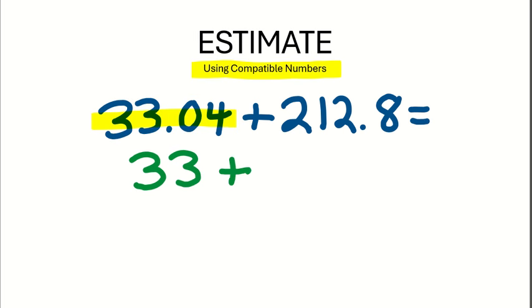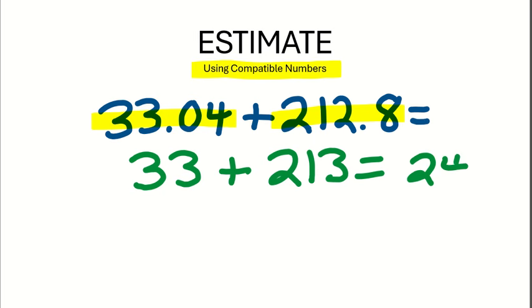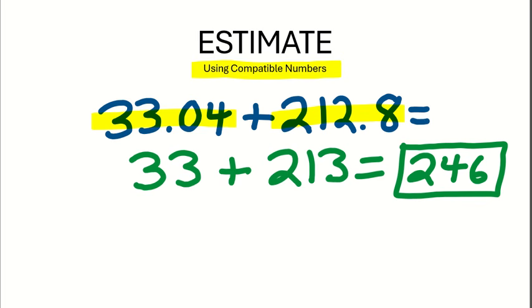And then we go to the next one, $212.80. Is that going to be closer to $212 or $213? Well, I know that's going to be closer to $213. And so now I can add this quite easily. 213 increased by 33 is going to be 246. So our actual answer is going to be very close to 246.